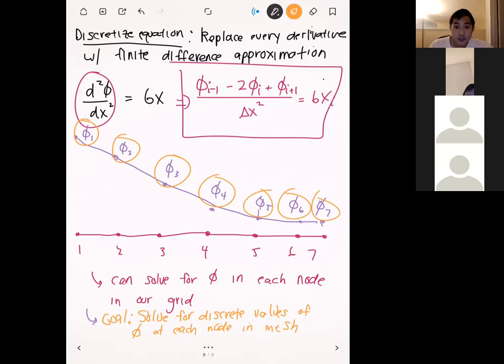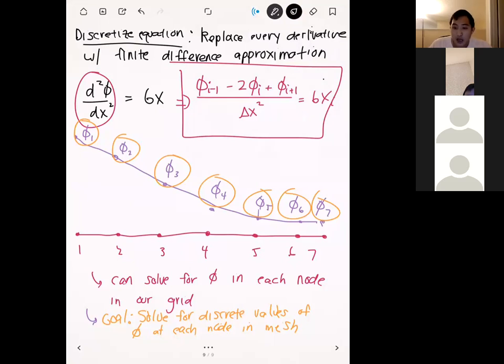Right. And so this is actually quite different. If you compare this to how we solved our exact solution, this is actually quite different, because in our exact solution, what we solved for was a function, right? So we solved for phi as a function of x. And so we can't do that anymore because we don't have x as a continuous variable.